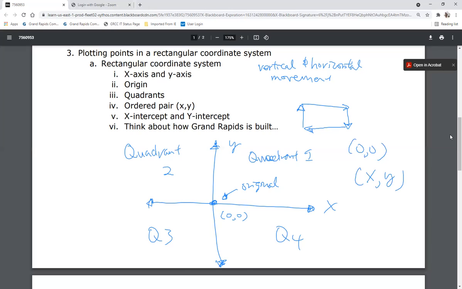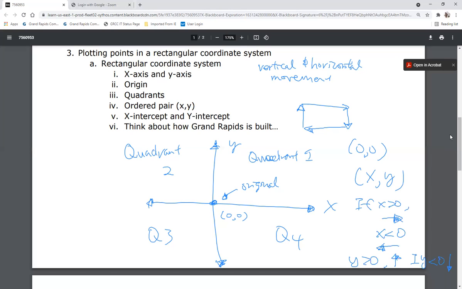For example, if x is greater than 0, we go to the right. If x is less than 0, we go to the left. If y is greater than 0, we go up. And if y is less than 0, we go down. So x tells you left and right, y tells you up and down. X is like the number line, left and right, and y is up and down.